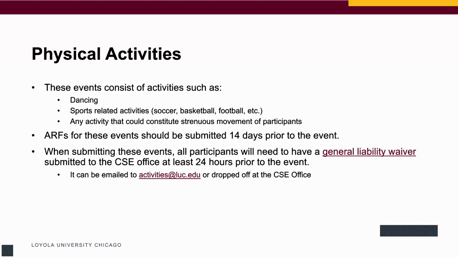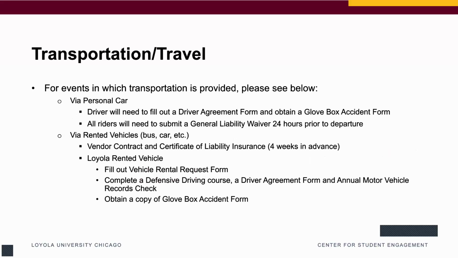ARFs for these events should be submitted 14 days prior to the event. And just know when submitting these events, all participants will need to have a general liability waiver submitted to CSE at least 24 hours prior to the event. It can be emailed to the activities email or dropped off at the CSE office. Now, in terms of transportation and travel, for events in which transportation is provided, please see what's outlined here. First, we'll talk about your personal car. The driver will need to fill out a driver agreement form and obtain a glove box accident form, and all riders will need to submit a general liability waiver 24 hours prior to departure.